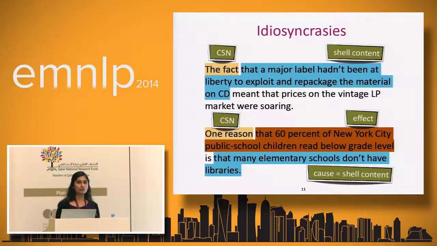For instance, the shell noun fact expects one propositional argument and the shell content is given in that argument, whereas the shell noun reason expects 2 semantic arguments, cause and effect. And the shell content is given in the cause argument and not in the effect argument. For instance, in this second example, one reason that 60% of New York City public school children read below grade level is that many elementary schools don't have libraries. Now in this example, the first that clause is the effect and the second that clause is the cause. And the shell content is given in the cause and not in the effect. The reason here is given in this cause clause.